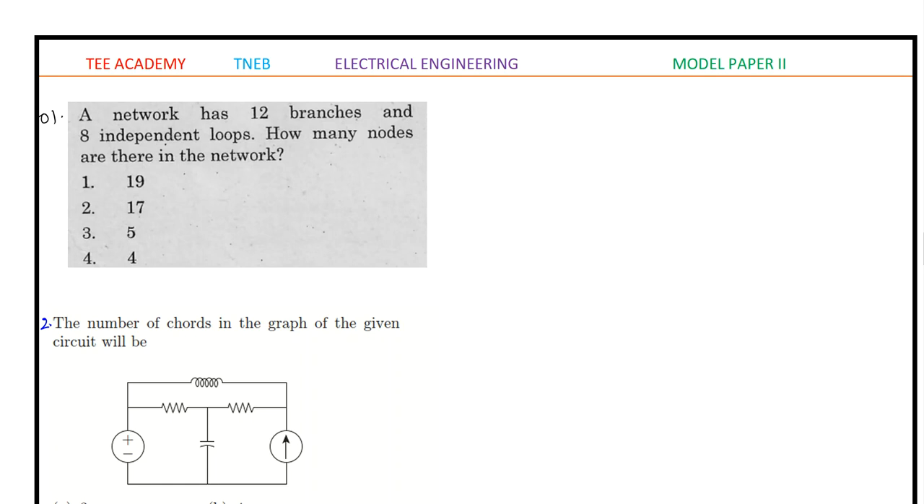Let's continue the TNEB Electrical Engineering model questions here. In this question, I would like to discuss network topology. The basic equation required in this concept is: L, the number of loops or links, is equal to B minus N plus 1. Here B is the number of branches, N is the number of nodes, and plus 1 is a numerical constant.